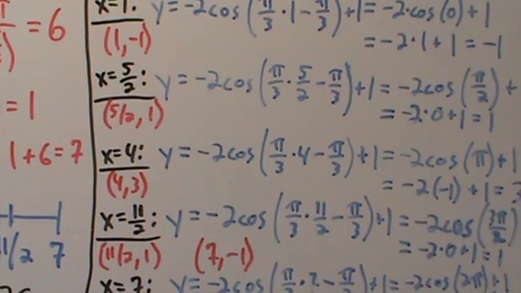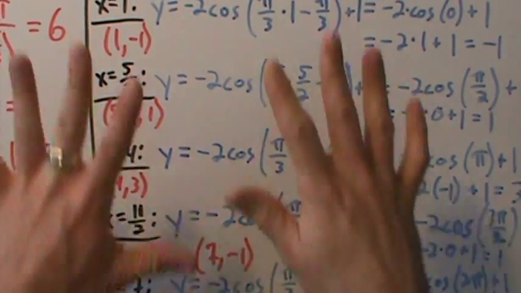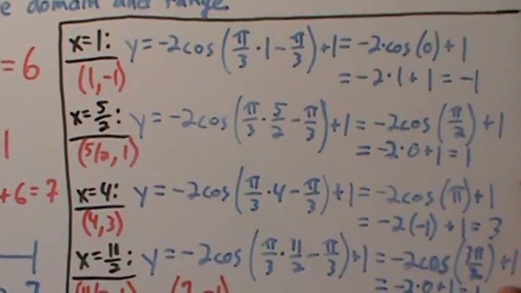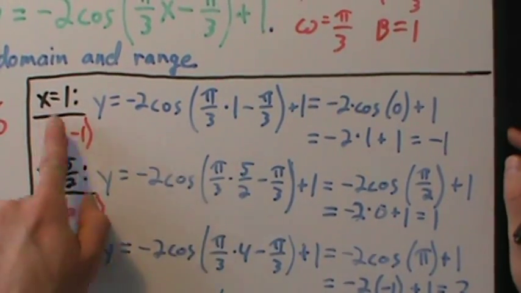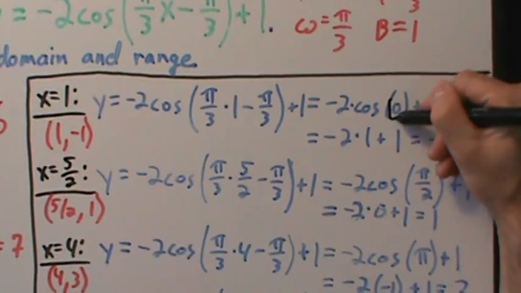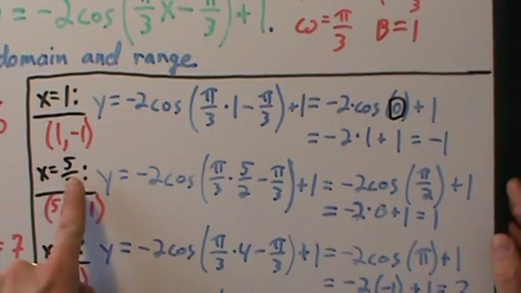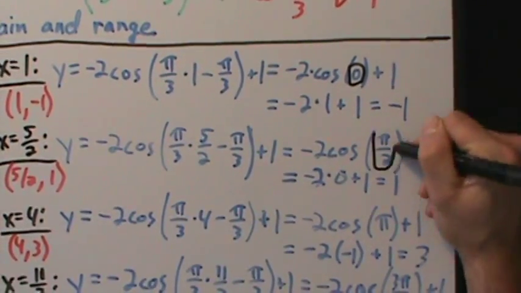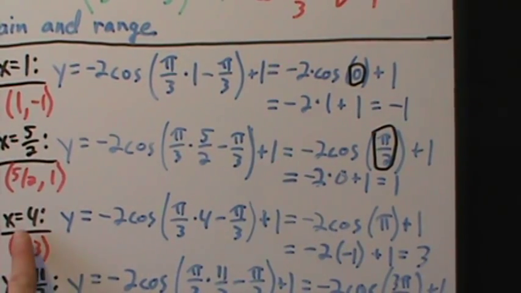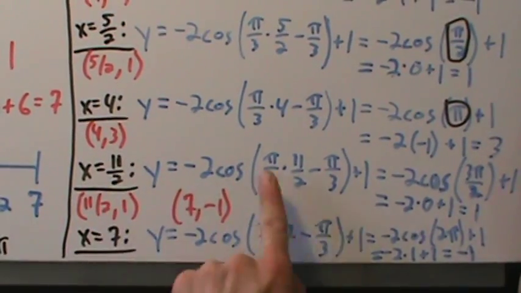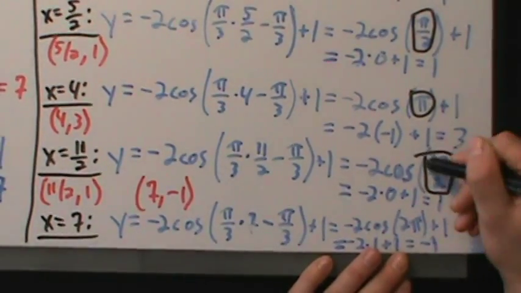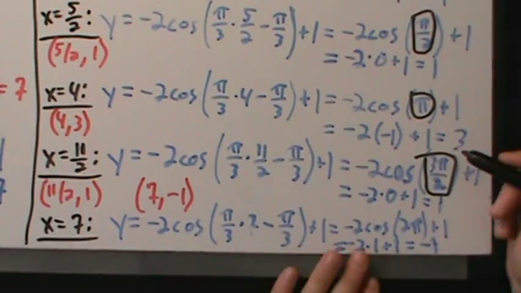First of all, if you saw the other videos where we did this without the phase shift, you might remember that this nice pattern showed up. When we plugged in the first number and simplified inside the trig function, you get 0 in there. Plug in the second x value, simplify, you get pi over 2. Third x value, you get pi. Fourth, you get 3 pi over 2. Fifth, you get 2 pi.